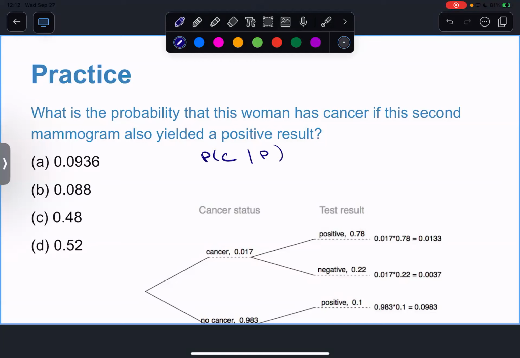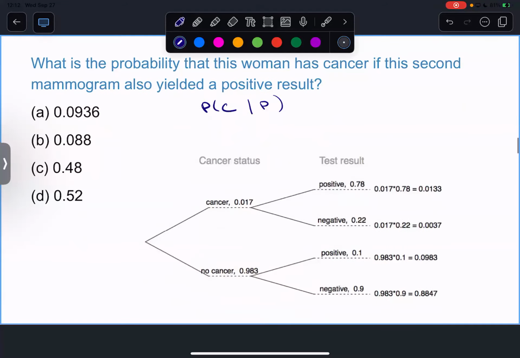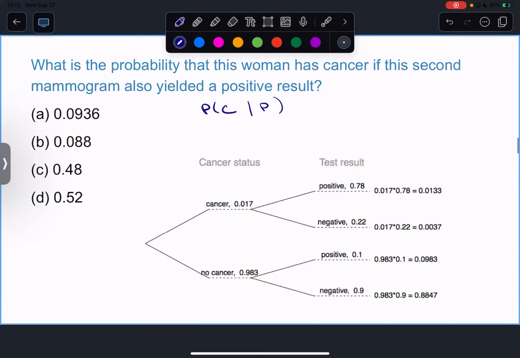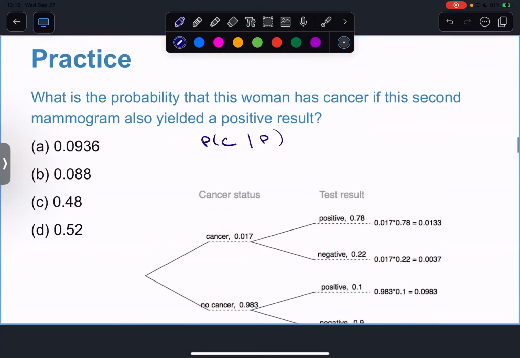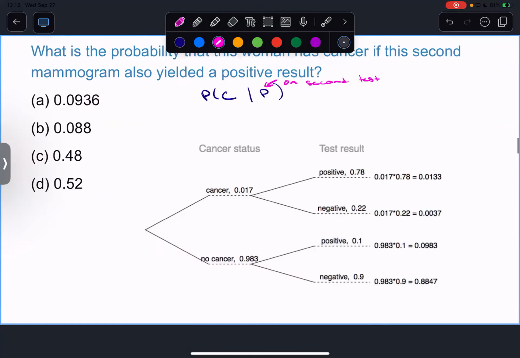This is wrong. From the second test, where's the? Oh, okay. See here, positive on the second test. Okay, whew, I got there. What changes?